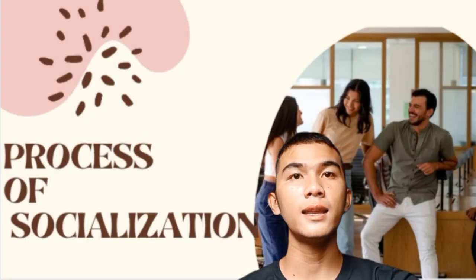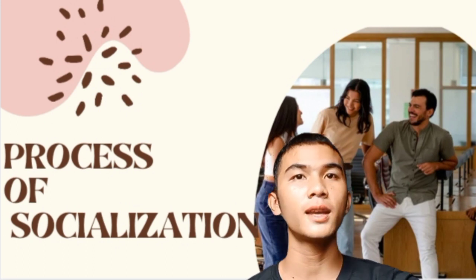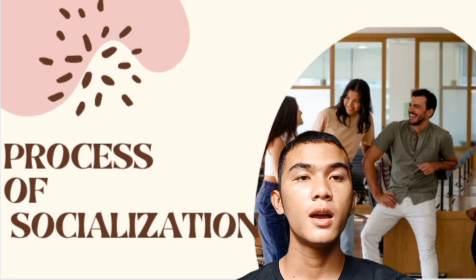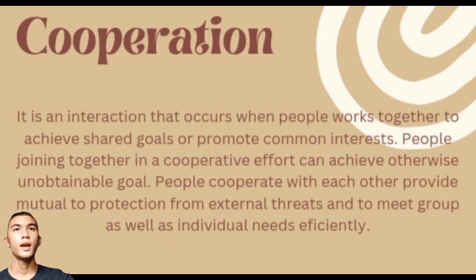The process of socialization. According to Linneo Jr., there are three important processes of socialization, and these are cooperation, competition, and conflict. Cooperation is an interaction that occurs when people work together to achieve shared goals or promote common interests. People joining together in a cooperative effort can achieve otherwise unobtainable goals. People cooperate with each other, provide mutual protection from external threats, and meet group as well as individual needs efficiently.